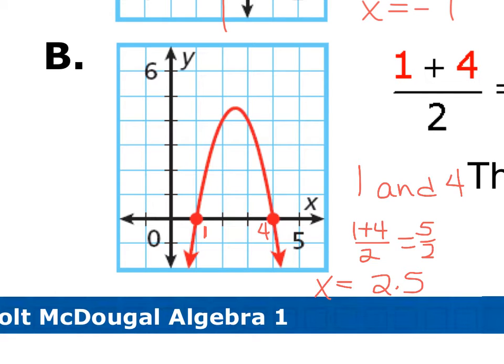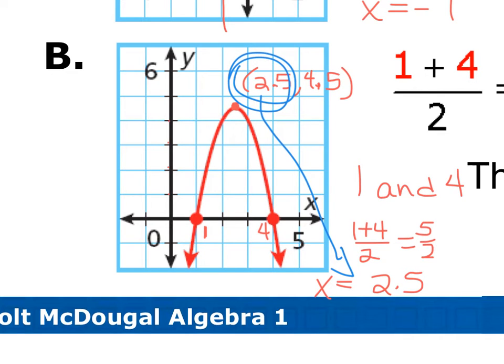Or I can figure out the coordinates of this vertex, and this would be 2.5, comma, 4.5. So my axis of symmetry is this. So it's x equals 2.5. Is this vertex a minimum or a maximum? A maximum. What's the maximum value?